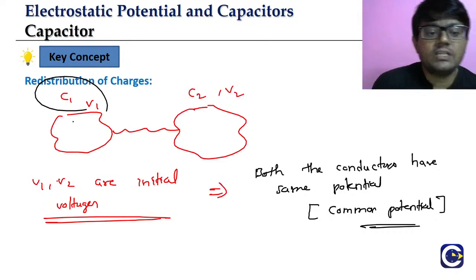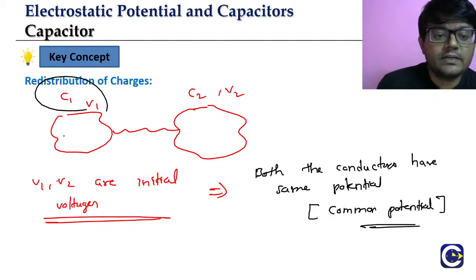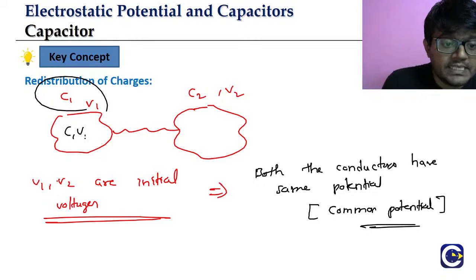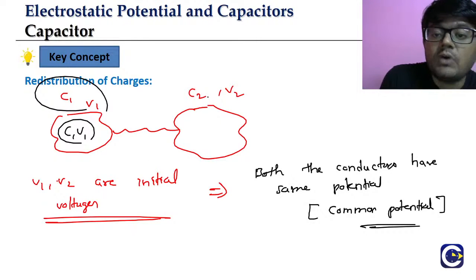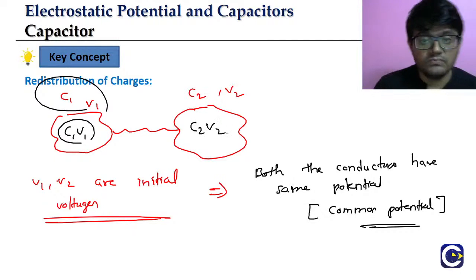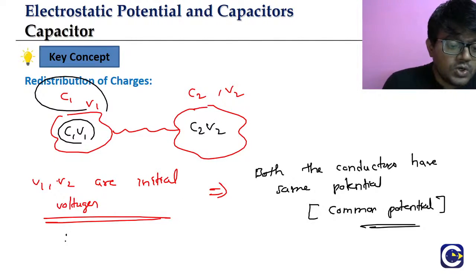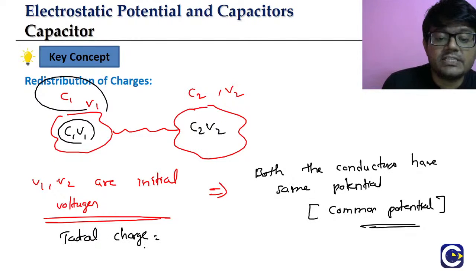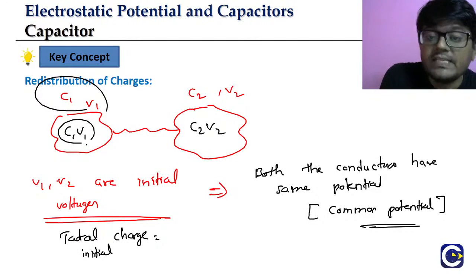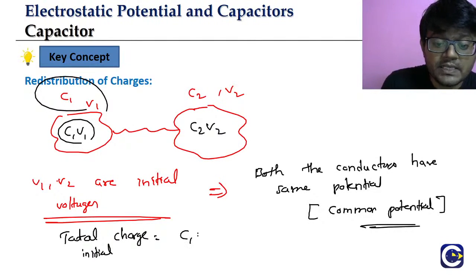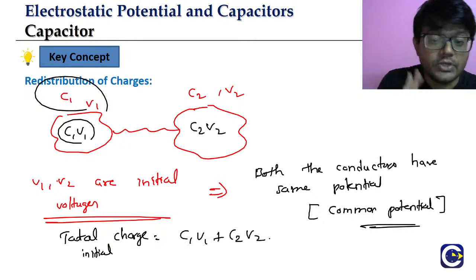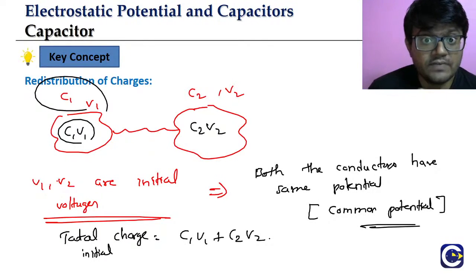So initially, what is the charge on the first conductor? Because the charge formula is capacitance times voltage, right? So initially what is the charge here? C1 into V1. Initially what is the charge here? C2 into V2. Okay? So see, what is the total charge initially? On this side we have C1 V1, on that side C2 V2. Total charge means C1 V1 plus C2 V2.